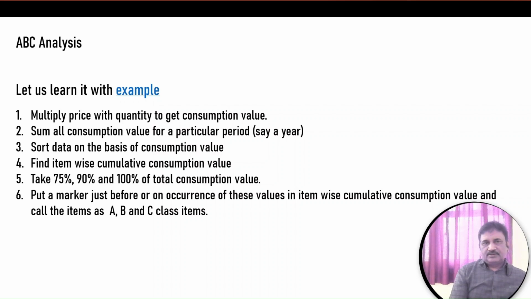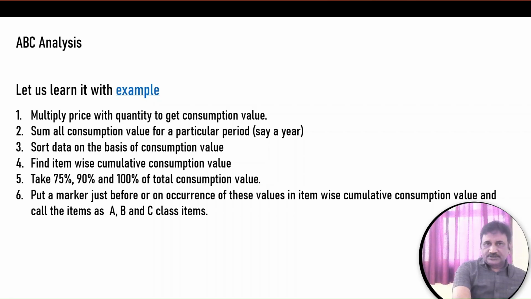It may be 70, 20, 10, or 75, 20, and 5, right? So the top 75% of consumption will be termed A class. Then the next 20% of consumption will be termed B class, and then the items contributing to the last 5% of the consumption value will be termed C class.